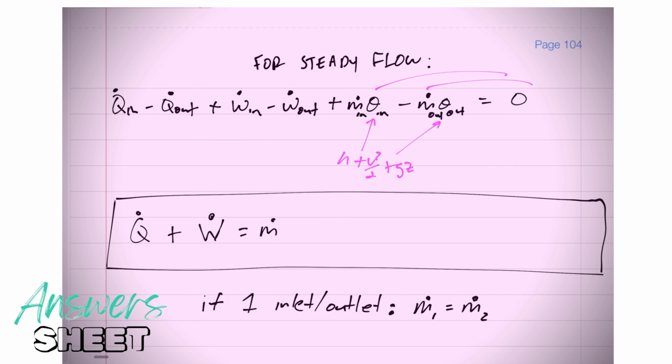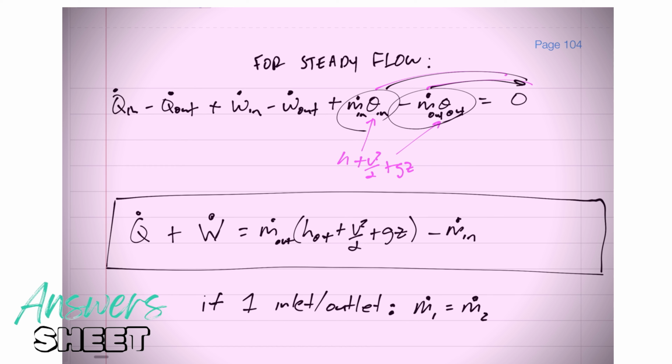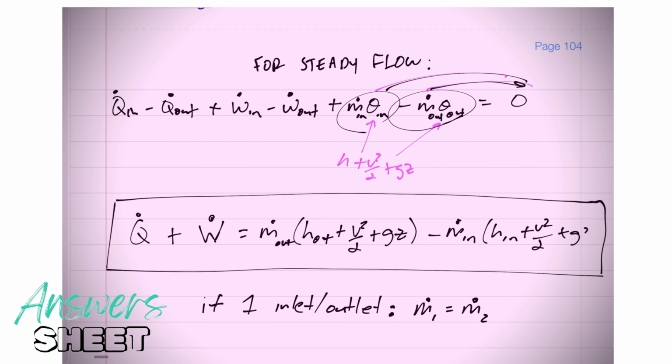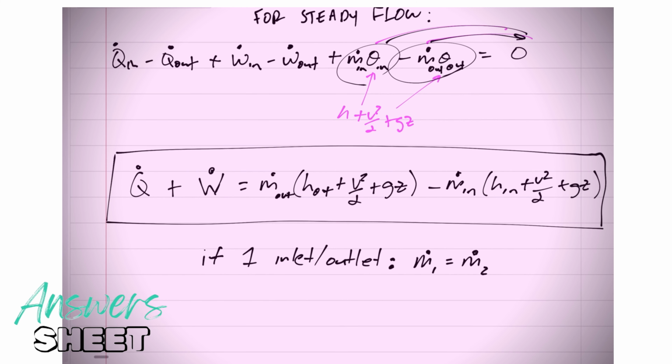m dot, let's see, when we subtract this over, this term becomes positive, this term becomes negative. So let's do out first. m dot out, h out, v squared over 2 out, gz out, minus m dot in, h in, v squared over 2 in, gz in. All right, that equation right there, if you only write one equation down on your formula sheet, write that one down. Now make a note, this is for steady flow. But that is our conservation of energy equation for steady flow.